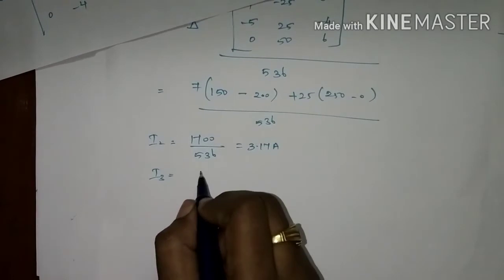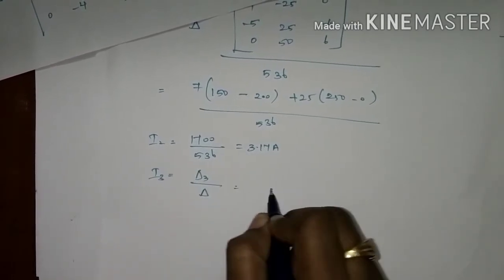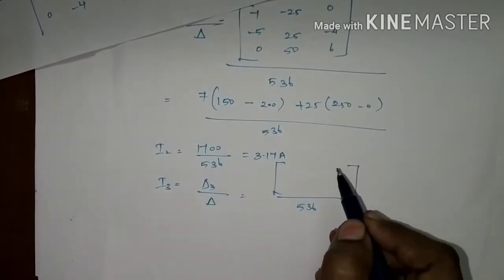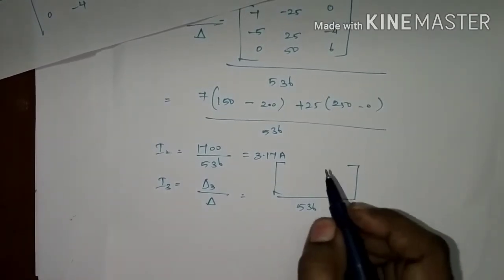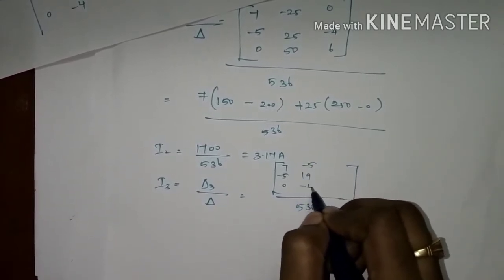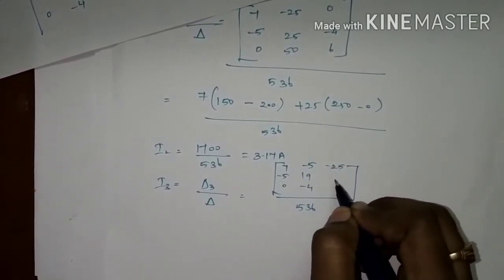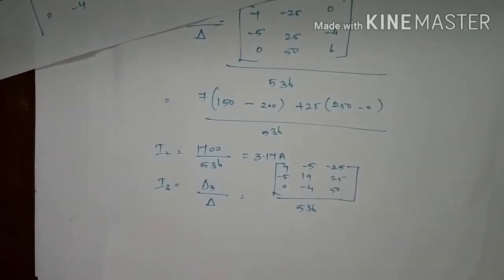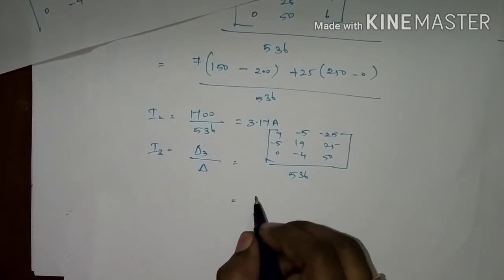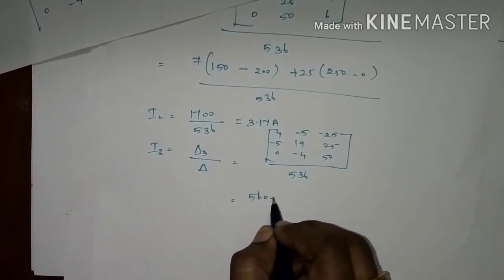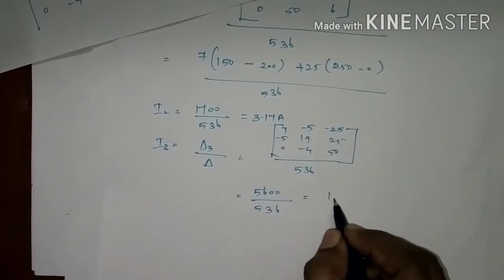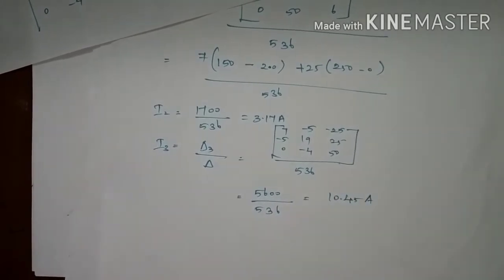I3 could be found by del 3 divided by del. Your del value is 536. Your del 3 is formed by the resistance symmetric matrix third column, replacing that with the voltage source. So 7 minus 5, 0, minus 5, 19 minus 4, minus 25, 25 and 50. If you expand this by the normal Laplace expansion of the determinant, you will get the value as 5600 divided by 536, which is equal to 10.45 ampere.